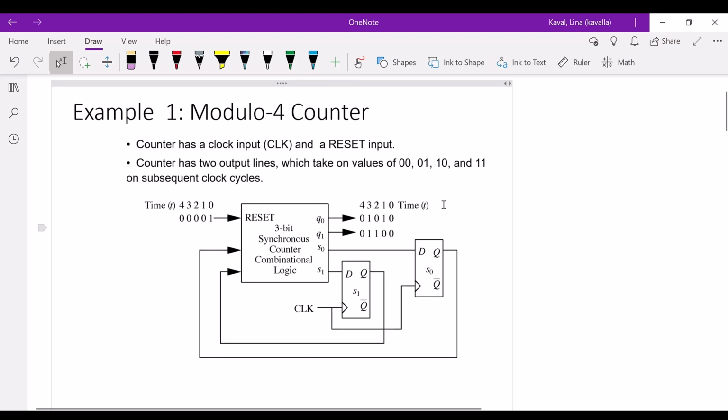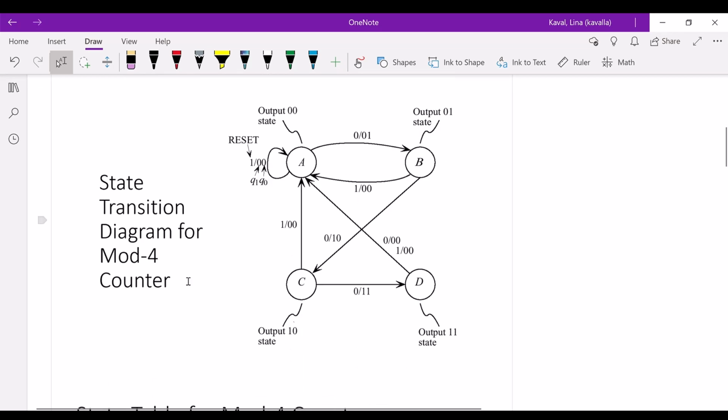Here we have a mod 4 counter. It's kind of confusing, but this right here is one of our D flip-flops, and here's another one of our D flip-flops, and our inputs are the S1 and S0 selector lines, and our outputs are the Q0 and Q1 values. This is kind of hard to understand if you don't know what is actually going on. So, to understand how this works, it's better if you just move on to the state transition diagram.